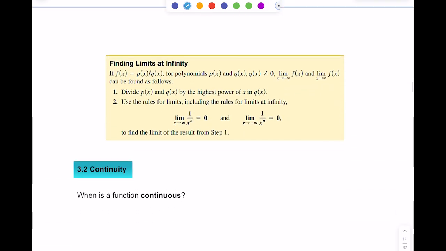So at the end here, we have a little recap of finding limits at infinity. Okay, take the time to read through, but it's basically what I wrote down earlier.